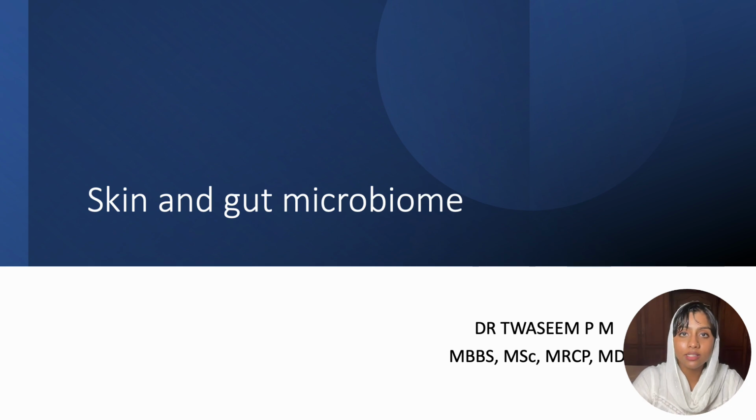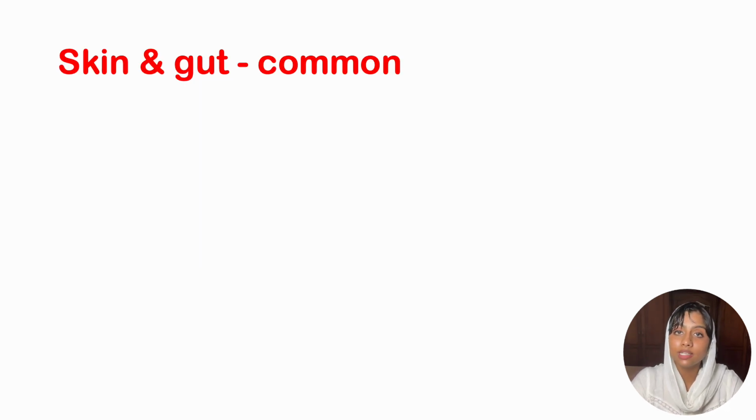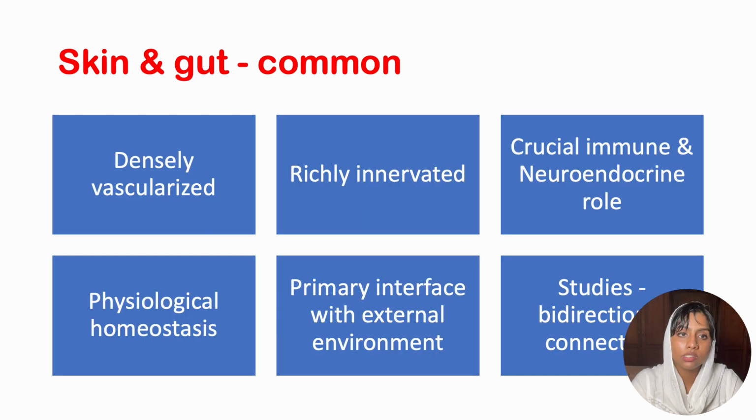So let's get started. First, what are the things that are common between skin and gut? As you know, both of these are organs that come in contact with the environment first. And both are richly innervated and vascularized. On top of that, they both have neuroendocrine roles, and recent studies show that there is a tight connection between skin and gut. There is a bidirectional connection, which we will delve into in later discussions.